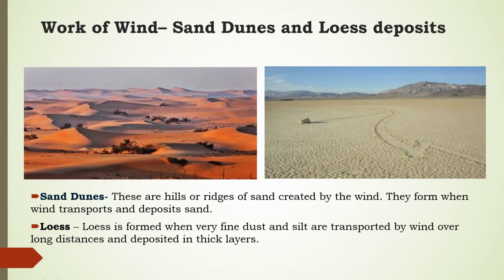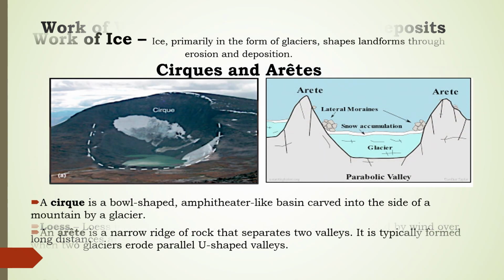Sand dunes are hills or ridges of sand created by wind. They form when wind transports and deposits sand. Loess is formed when very fine dust and silt are transported by wind over long distances and deposited in thick layers.